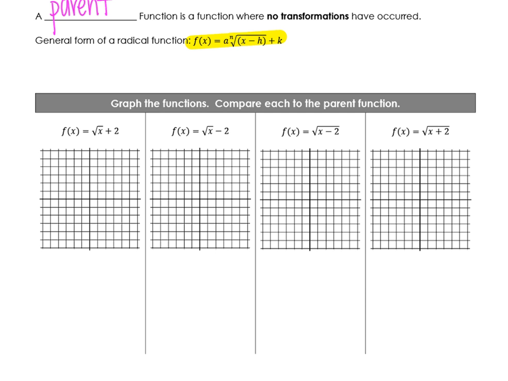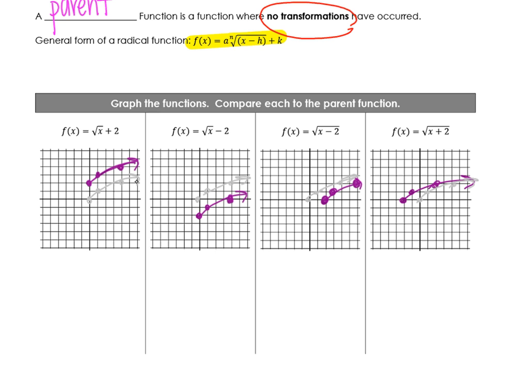Okay, so what you should have gotten is this. You should have 4 graphs that look like this. Mine are a little sloppier than yours; hopefully yours look better than mine. But if you notice, I went in and in gray, I put the parent function, so when no transformations have occurred. These are my final answers, all in purple.